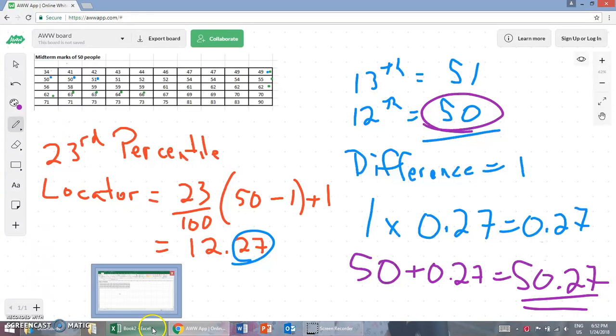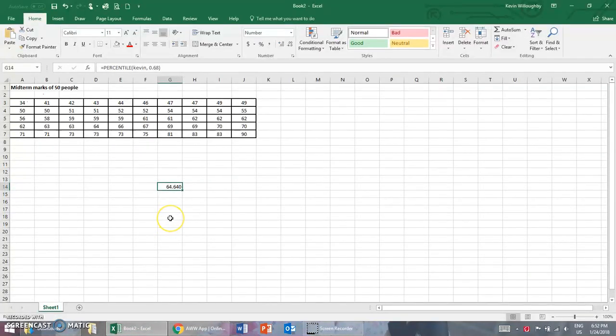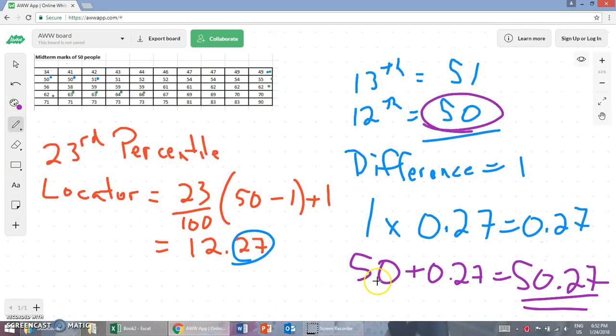We can go back into Excel to find the 23rd percentile. What I'm going to do is go into that original percentile function, change the value of 0.68, put in 0.23 in there, and we get 50.27. Exactly what we have there.